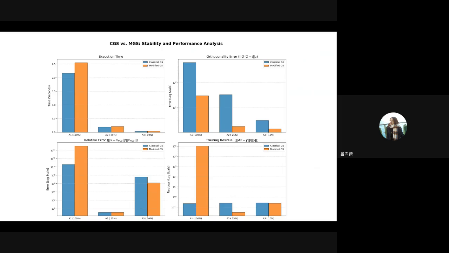the CGS just uses the values calculated at the last time. So it will be larger than the MGS. And when it comes to the relative error, we can see that MGS is a little bit larger than the CGS, which I think is a little bit different from the last group.